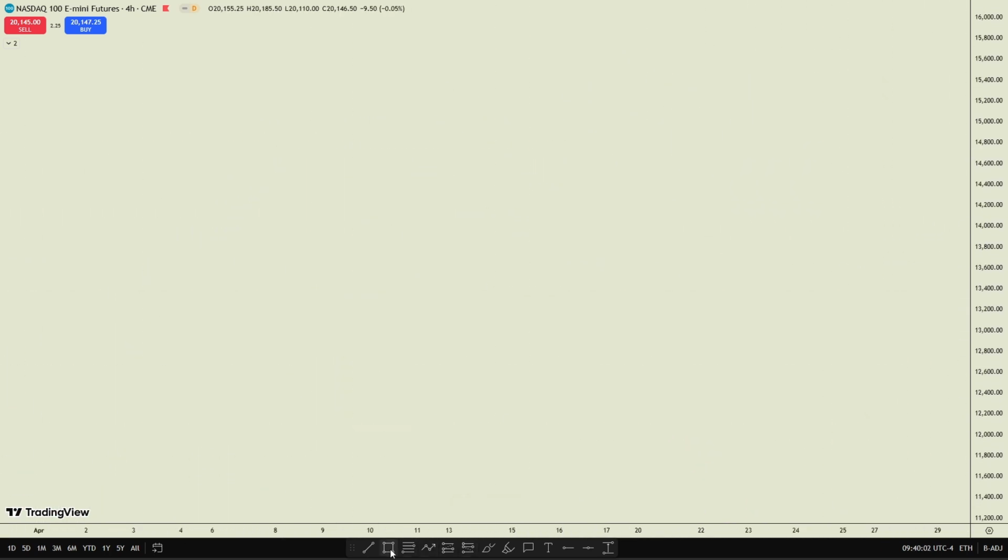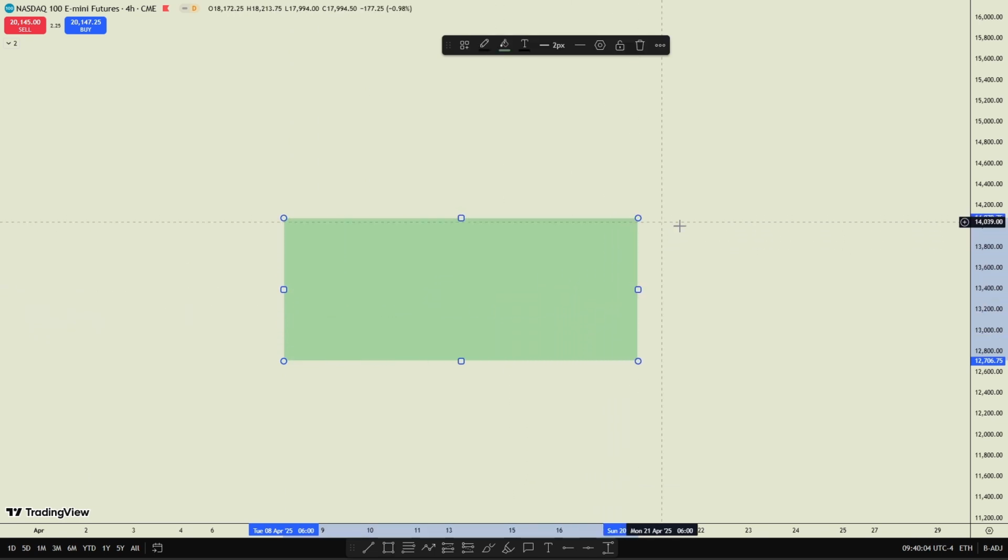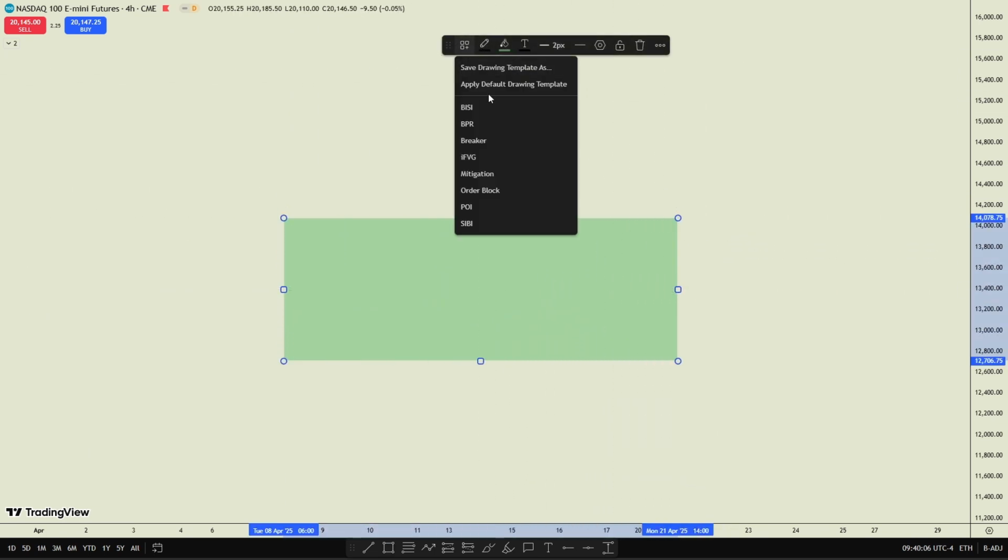Okay, so now I'm just going to be going over a quick concept about these fair value gaps, which I find very useful.